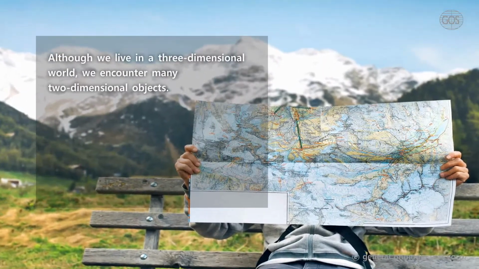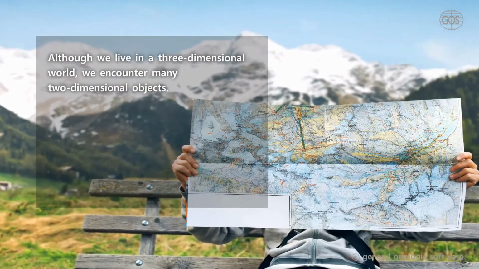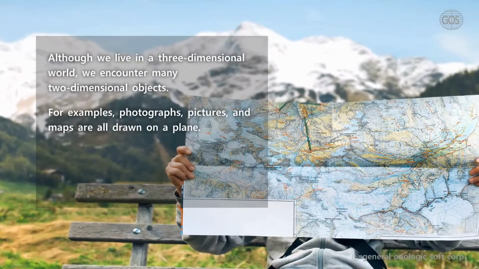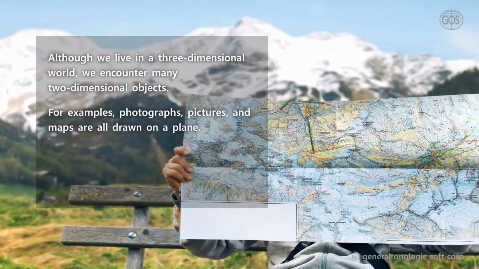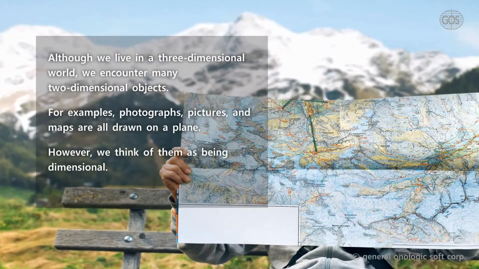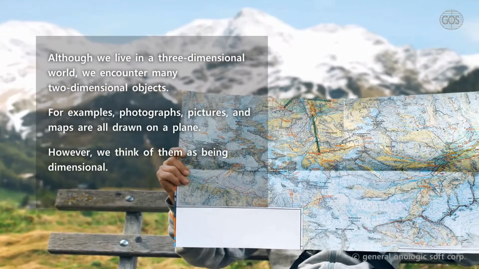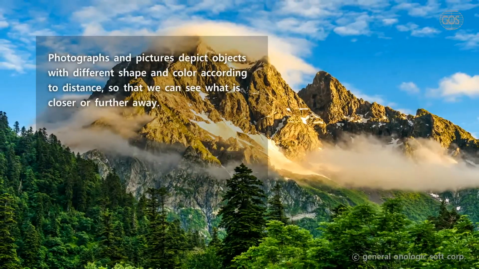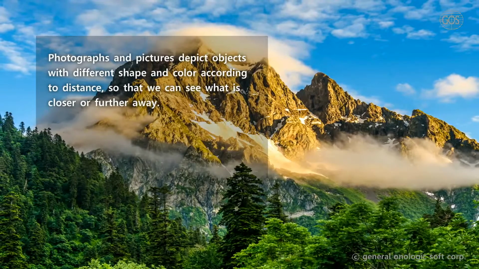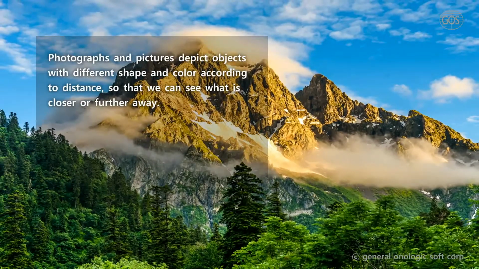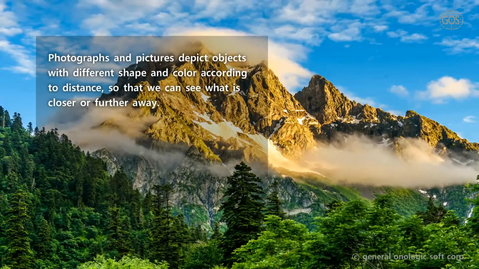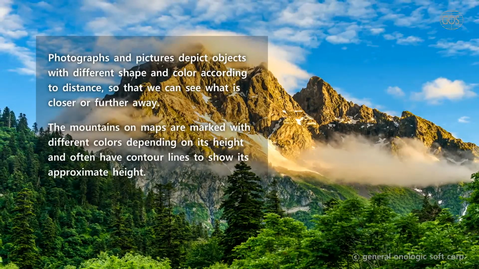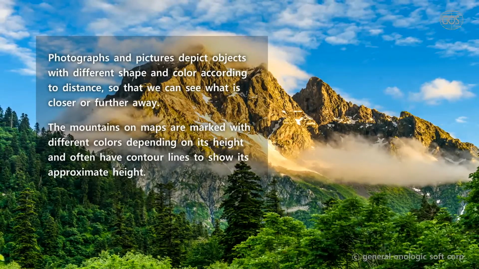Although we live in a three-dimensional world, we encounter many two-dimensional objects. For example, photographs, pictures, and maps are all drawn on a plane. However, we think of them as being three-dimensional. Photographs and pictures depict objects with different shape and color according to distance, so that we can see what is closer or further away. The mountains on maps are marked with different colors depending on its height and often have contour lines to show its approximate height.